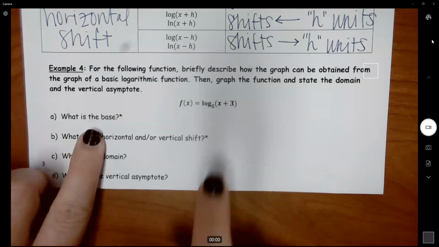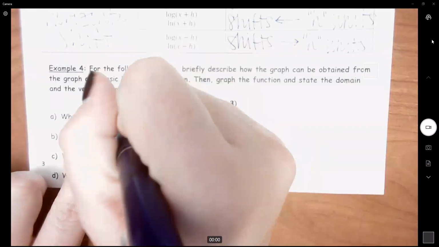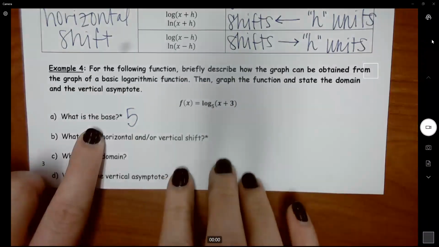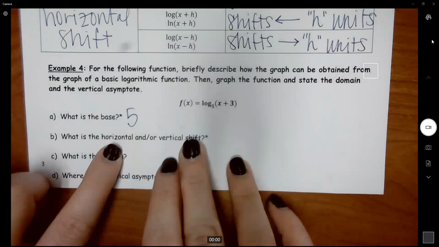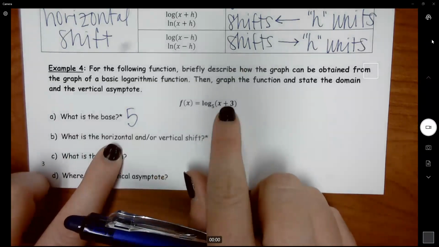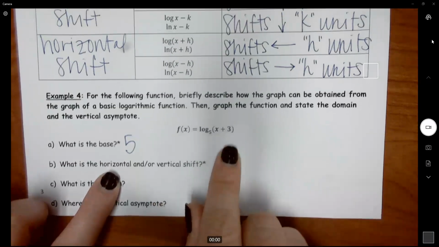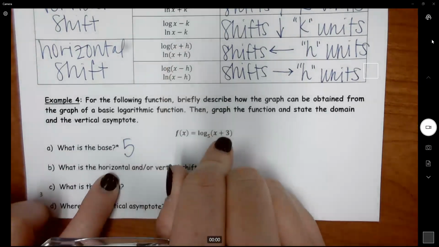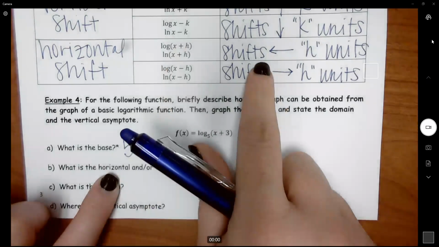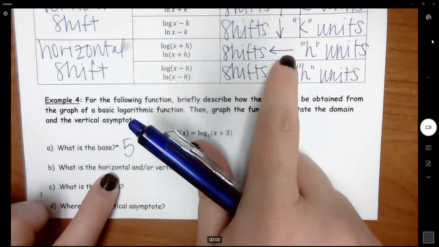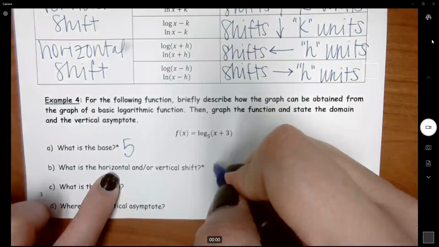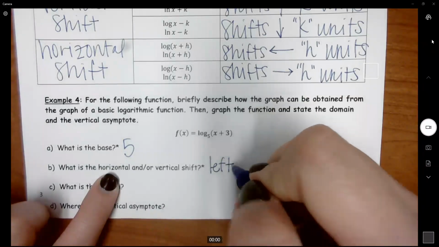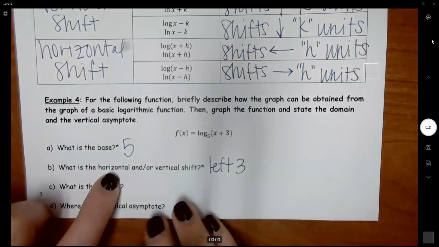So what is my base? Well, this is log base 5. What is the horizontal and or vertical shift? So this one, you have in parentheses x plus 3. So we're talking about horizontal shifts here. And because it's a plus 3, instead of it going to the right the way we think, it's going to go to the left. So this is being shifted left 3 units.